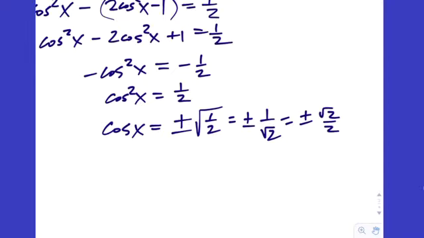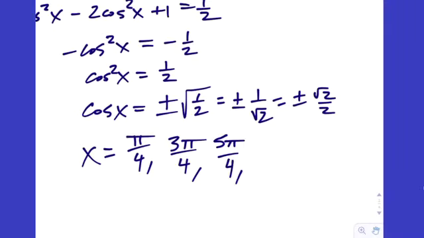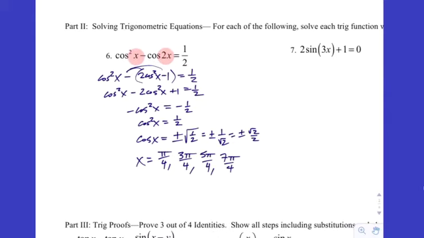So what's the reference angle where cosine is square root of 2 over 2? Pi fourths. So let's go ahead and list all of them as we rotate around. The first one is pi fourths. Quadrant 2 gives you 3 pi fourths. Quadrant 3 gives you 5 pi fourths. And then quadrant 4 gives you 7 pi fourths. So there were the answers.